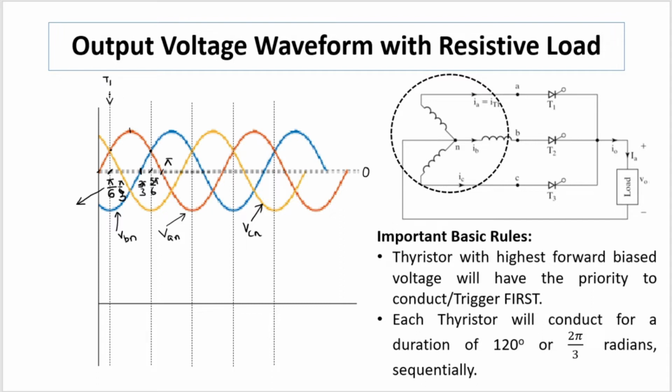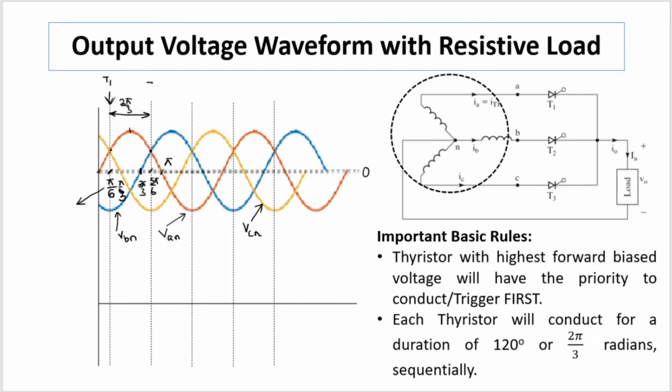So we'll trigger thyristor T1 at this instant, and this will continuously trigger corresponding to the second point up to this 120 degree duration, that is equal to 2 pi by 3. So this complete duration of conduction of thyristor T1 will be equal to 2 pi by 3 or 120 degrees.